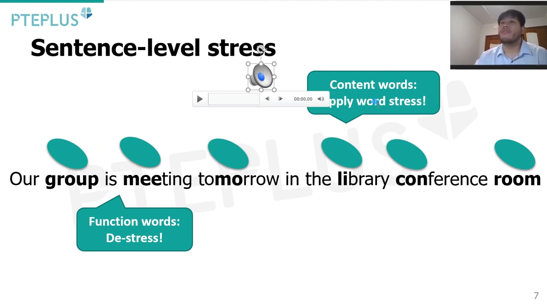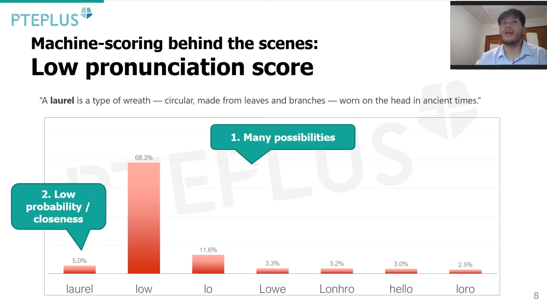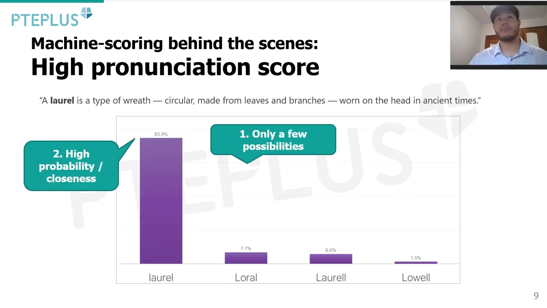Just like we have stress on content words, there are also function words that we de-stress. One of the ways we can make sure to have a better pronunciation score is by having the syllables be very clear in our speech. So let's take a look at this word. If we say it like laurel, we're saying it really quickly and the machine's not going to be able to pick up on each individual syllable. So the machine will have a higher probability of hearing the word low and giving us a lower pronunciation score.